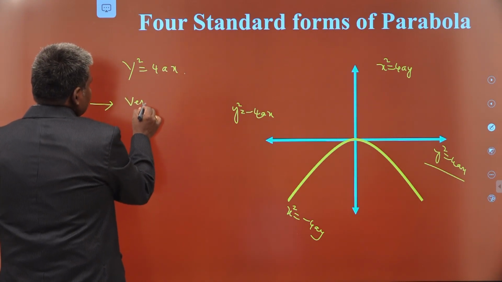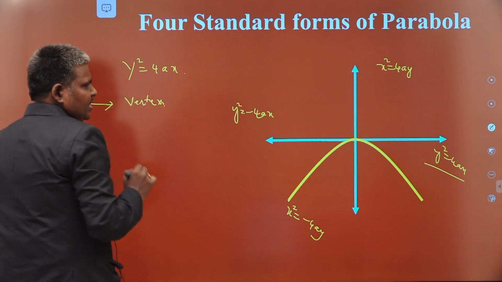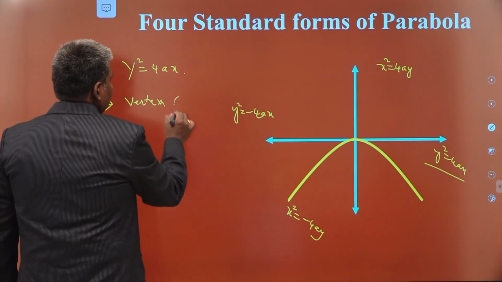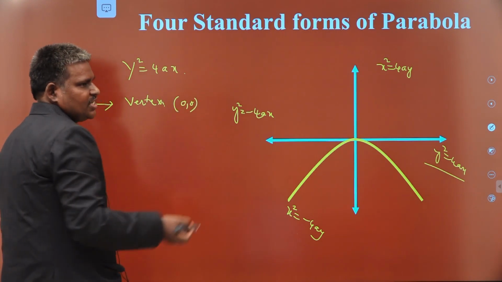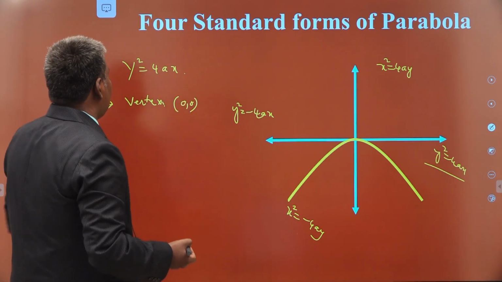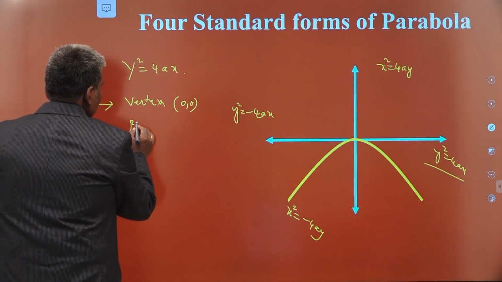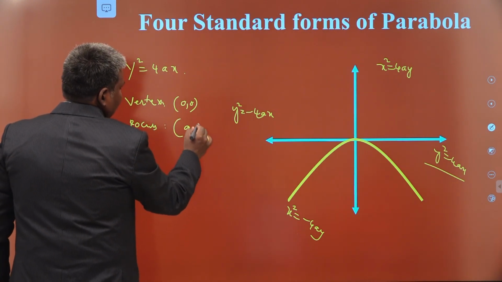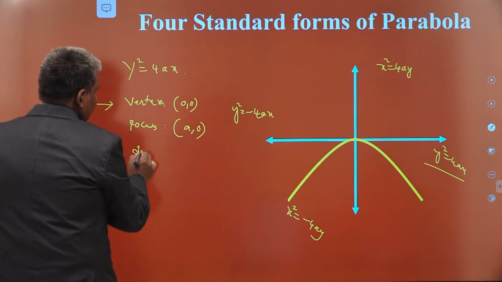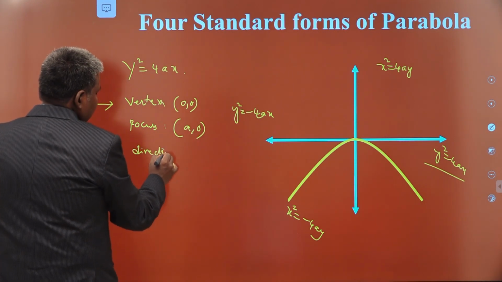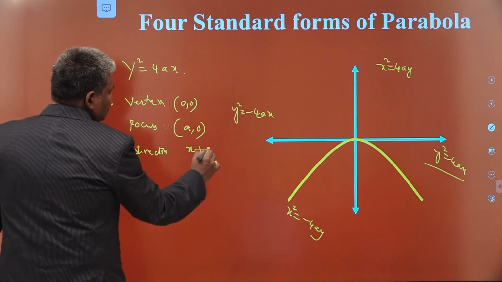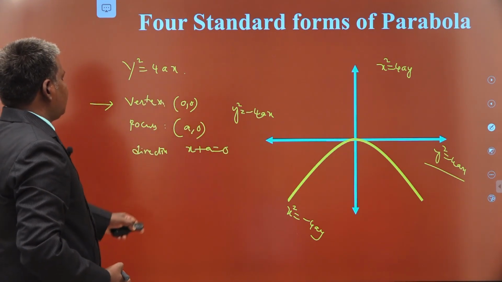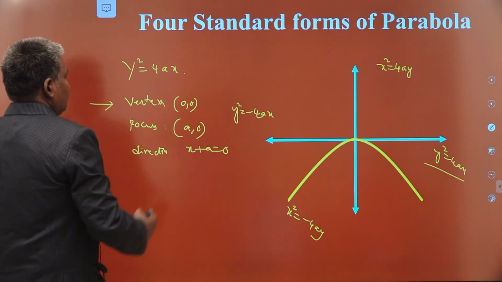What is your vertex? Vertex means where your axis meets the conic, that is the origin. The point of intersection of x-axis with y square equal to 4ax is the origin. What is your fixed point, the focus? Already we constructed, that is a comma 0. What is your fixed line? Directrix. What is its equation obtained? Vertex 0, 0. Focus a comma 0. Directrix x plus a equal to 0.